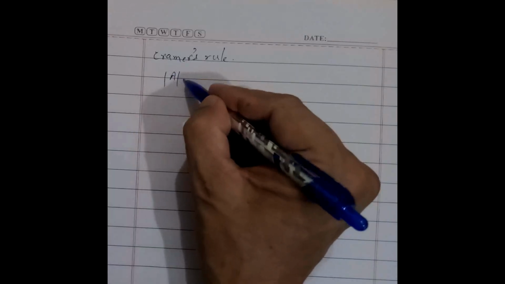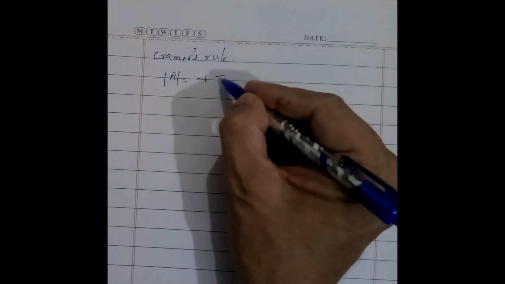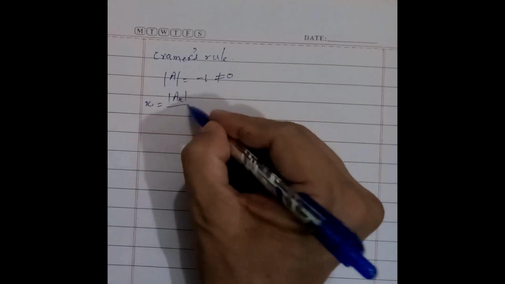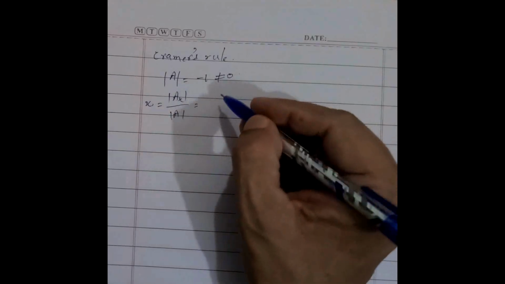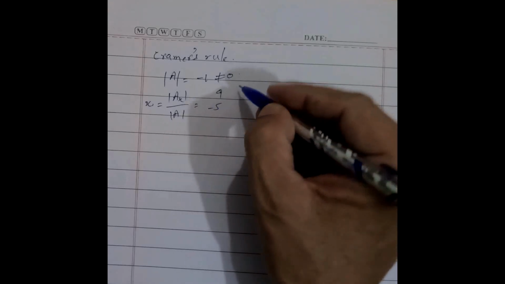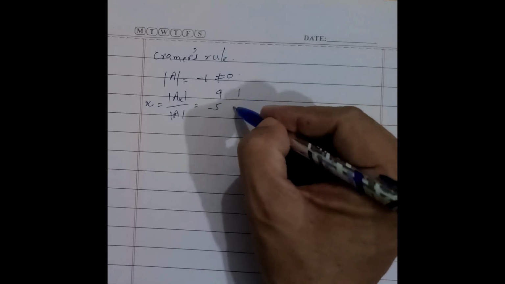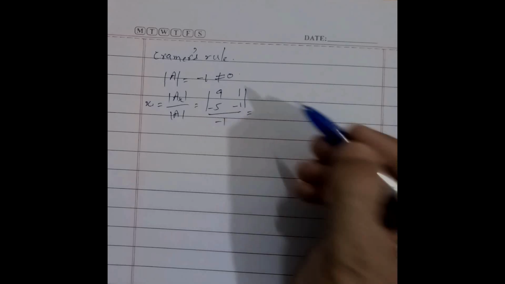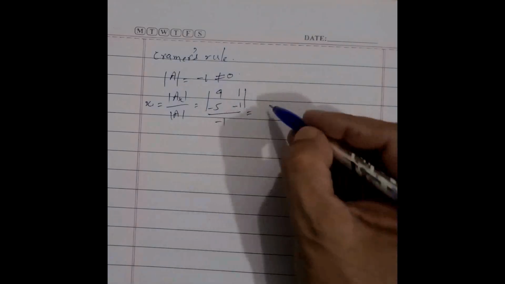We also find the determinant, which is equal to -1. Since -1 is not equal to 0, the matrix is non-singular, so we can find the values of x and y. The value of x is equal to the Ax determinant over the A determinant. The Ax determinant has entries 9, -5, 1 and -1, over the A determinant, which is -1. Now we simplify these values.